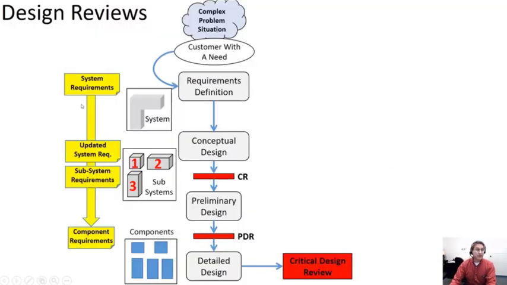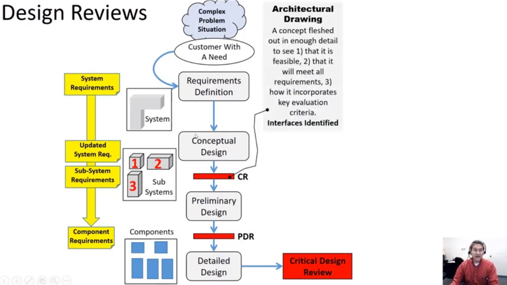And a tool that we have as we're going through this, we have design reviews. Design reviews is a chance for your peers, for other smart people to look at what you're doing and see if they see things that you're missing. So at concept review, you can think about your design. It's like architectural drawings. You have the big picture, you have a concept fleshed out with enough detail for people to see that it's feasible and it'll meet all their requirements.